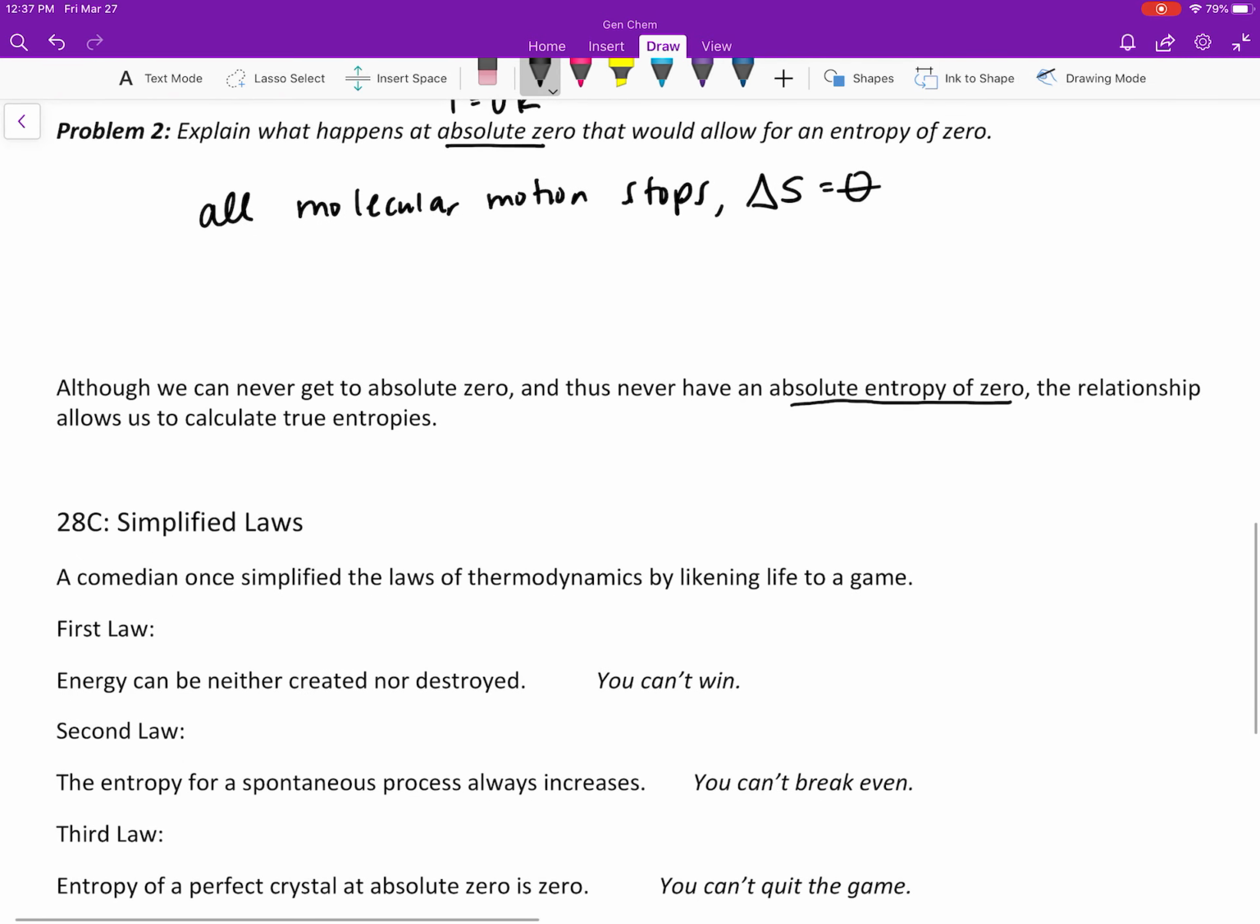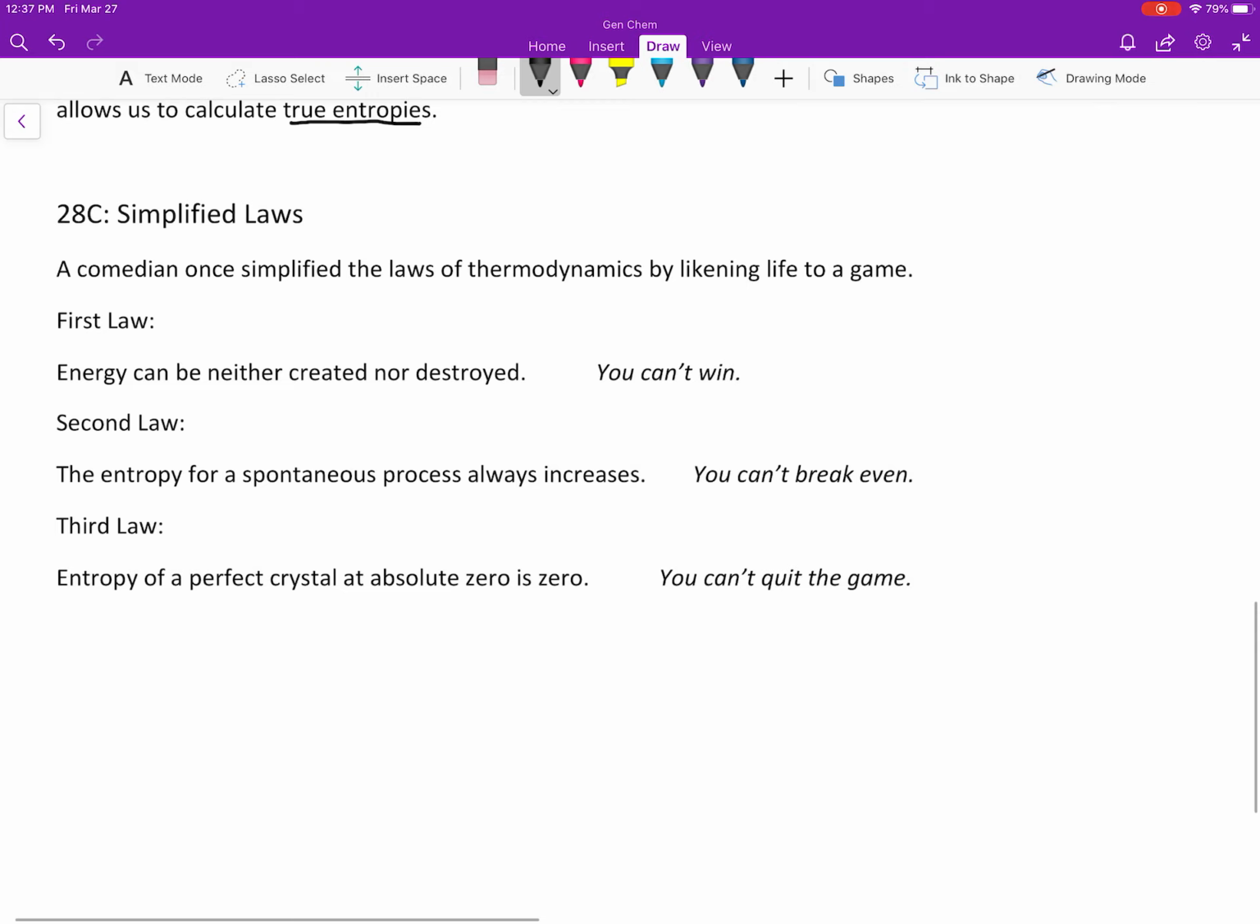All right. Although we can never get to absolute 0, and thus we'll never have an absolute entropy of 0, the relationship that we assume we have allows us to calculate what we call true entropies. Okay, it's a long story, but there used to be a professor here called Dr. Butterworth who taught Gen Chem before I did, and she was taught this list of simplified rules that she learned from a professor in her undergrad because she was what we call a physical chemist, and physical chemistry is based on things like thermodynamics. So there's a whole branch of chemistry just focused on thermodynamics and quantum mechanics, things we learned last semester.